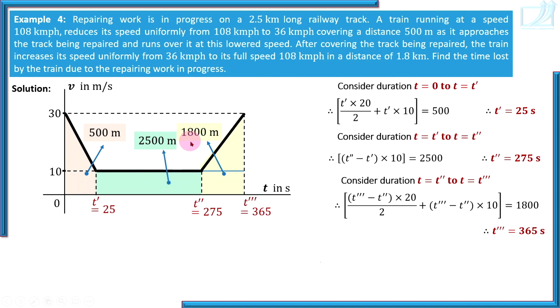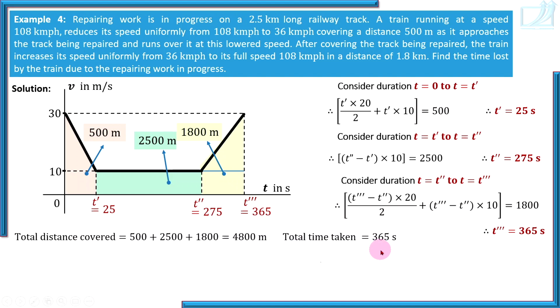So the total time taken by the train to cover this much distance, how much is that distance? 500 plus 2500 plus 1800. For this entire distance, the total time taken is 365 seconds. What is the total distance covered now? 500 plus 2500 plus 1800 is equal to 4800 meters. And the total time taken is 365 seconds.